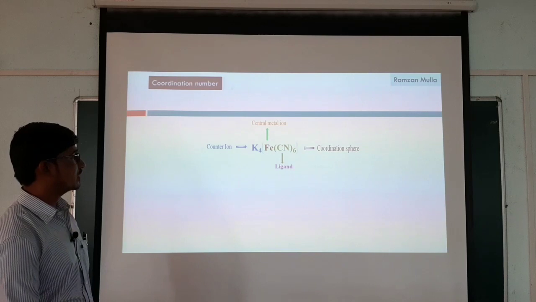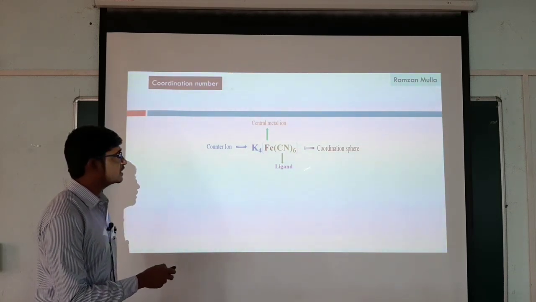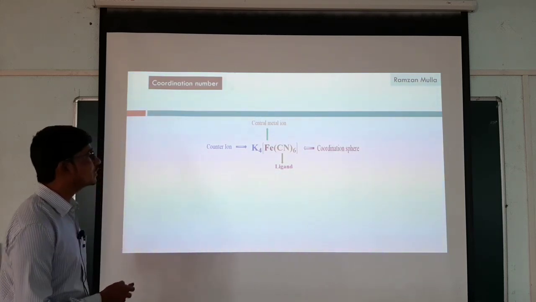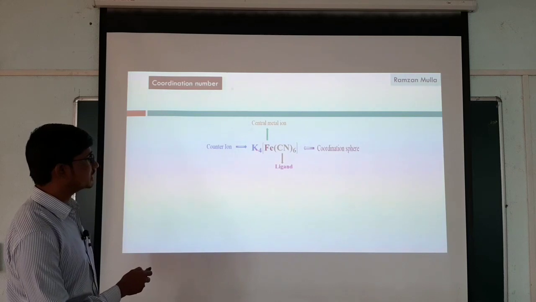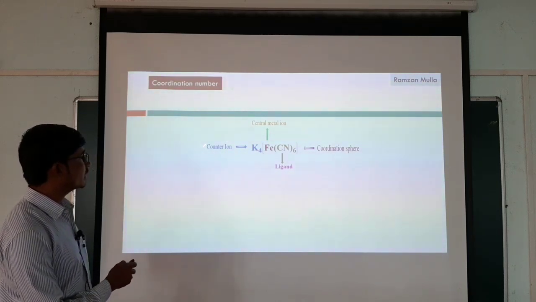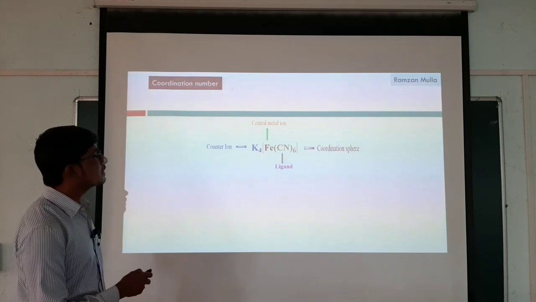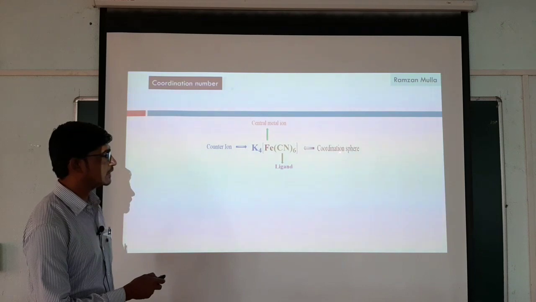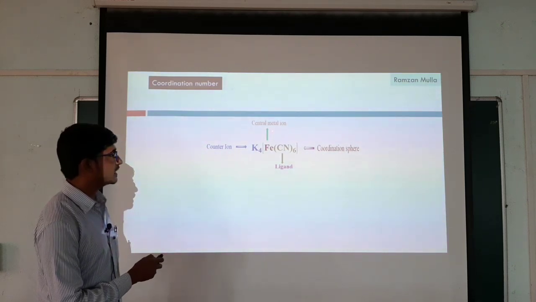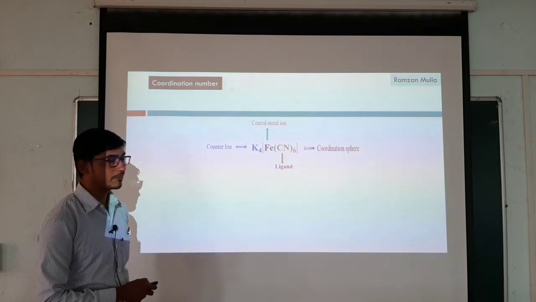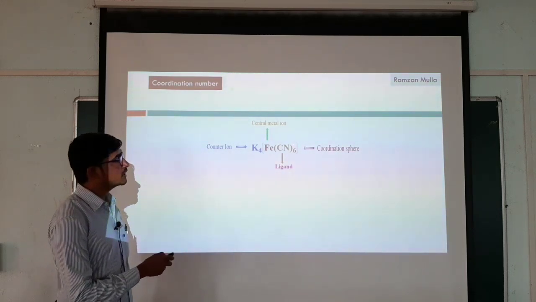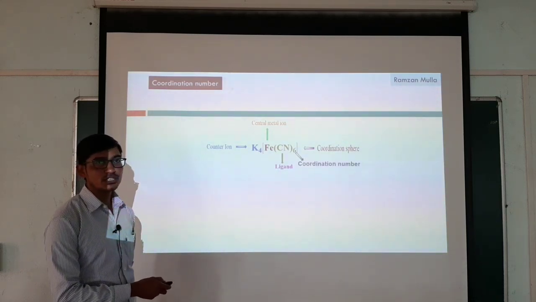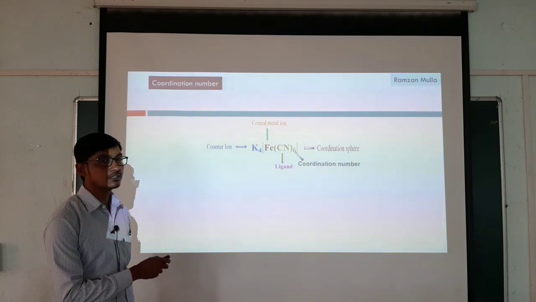Next one is coordination number. This we already discussed in the previous video. Here we have the complex, potassium hexacyanoferrate. In this complex, the potassium is present outside of the square bracket, therefore it is called the counter ion, and this square bracket which encloses the central metal ion and ligands is called the coordination sphere. In this complex, Fe is the central metal ion and CN is the ligand. Here is one more term, the number outside of the bracket within the square bracket. This number denotes the coordination number of this metal ion in this complex.